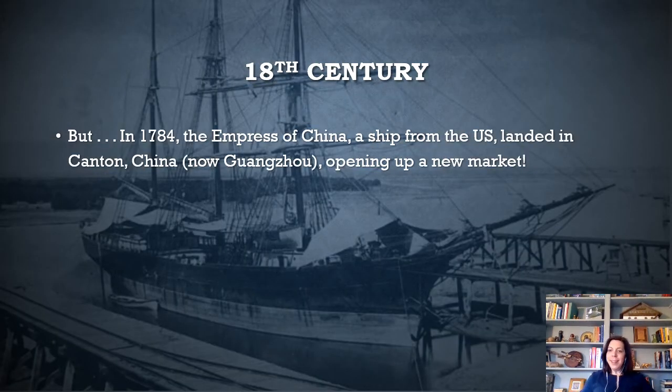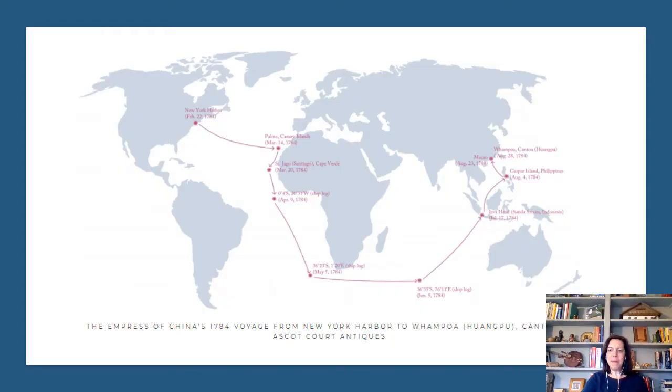But good news, in 1784, the Empress of China, a ship that left from the United States, from New York City, landed in Canton, China. And Canton is now Guangzhou. It still is a port city. And this opened up an entirely new market. So it was great that it happened just as Europe was starting to decline in their use of the Chinese porcelain market, that now China had a brand new marketplace. And by 1784, everyone needed China in the US. So it was a great deal for them.